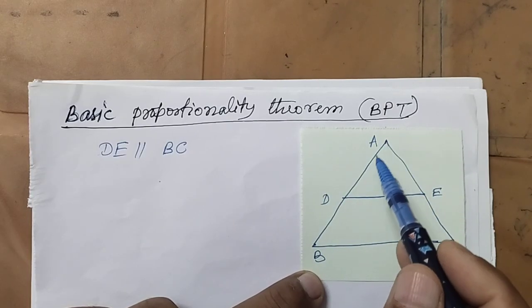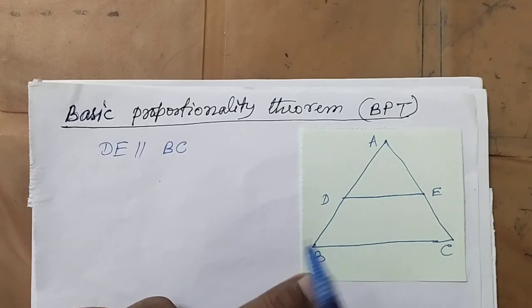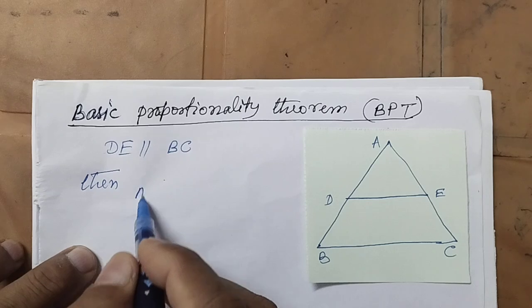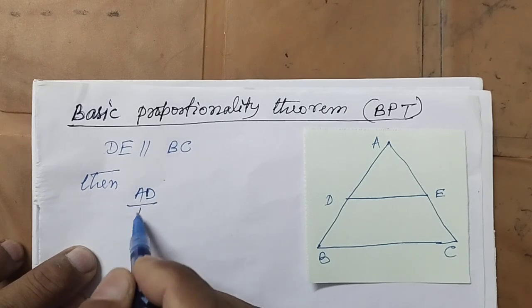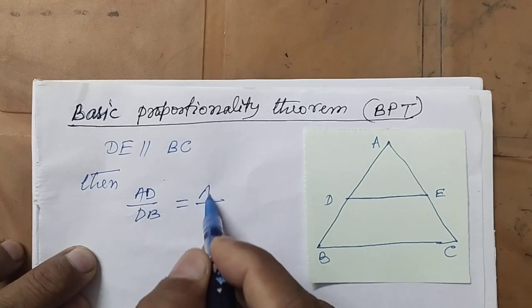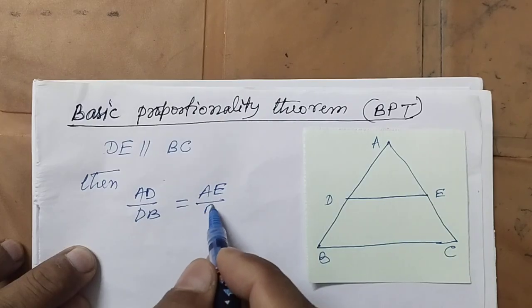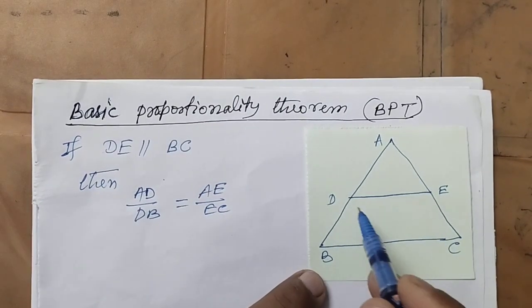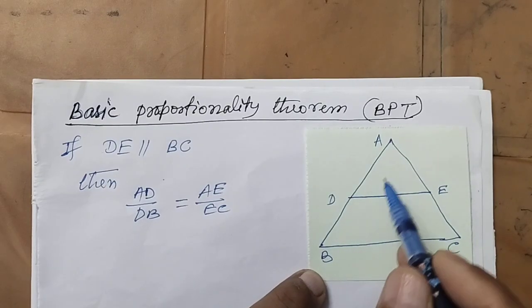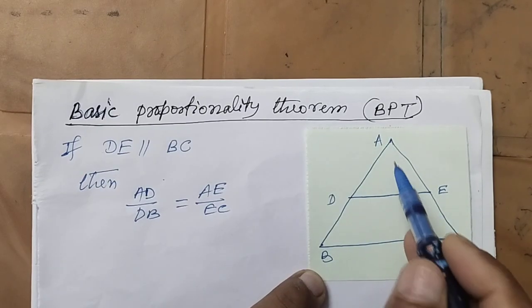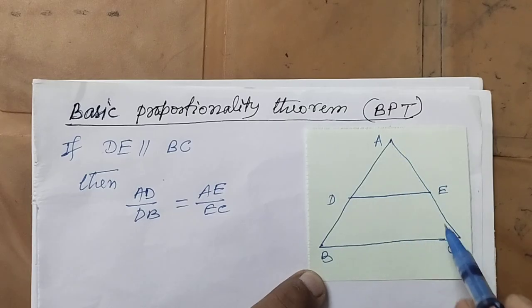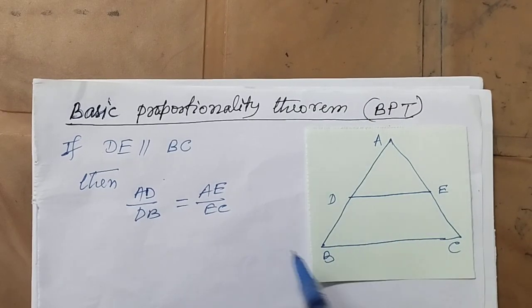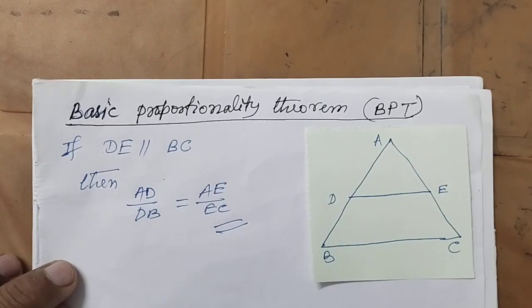The meaning is AD by DB is equal to AE by EC. This is the statement of the basic proportionality theorem. If DE is parallel to BC, then DE divides the sides AB and AC in the same ratio. That means AD by DB equals AE by EC. This is the basic proportionality theorem.